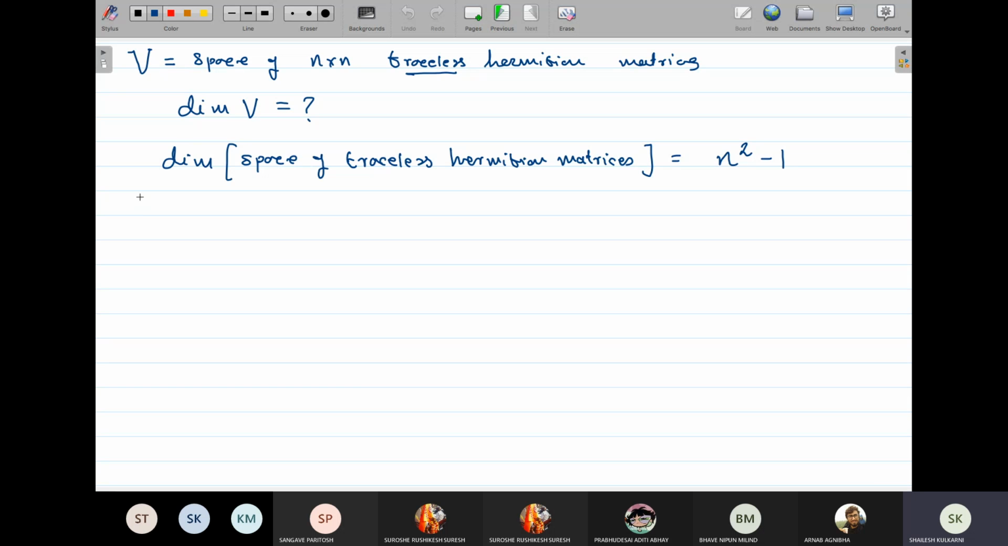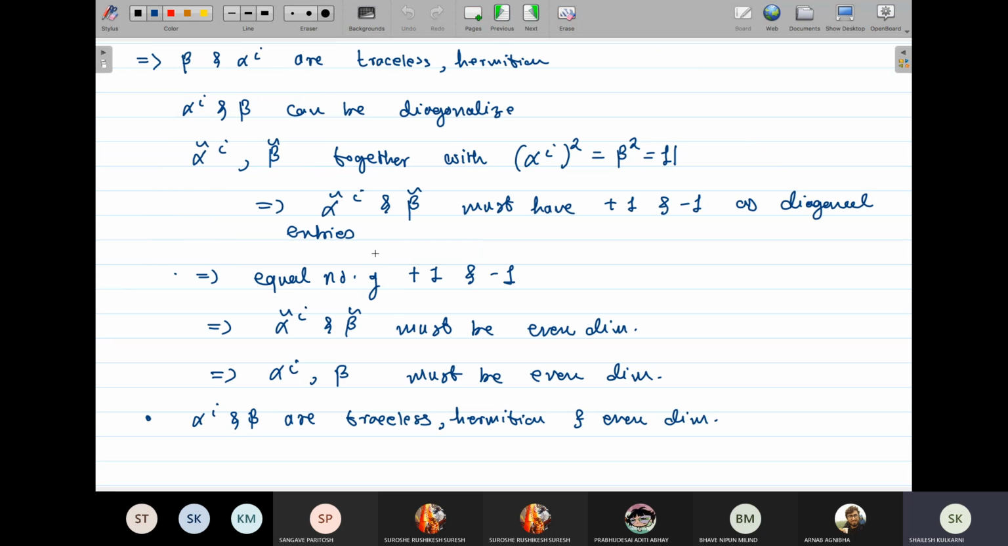Suppose my n is 2. We already proved that this n must be even. Suppose my n is 2. Then the dimension of this will be 3. So I have a 3-dimensional vector space and I cannot accommodate these 4 matrices, right? It's 1 extra.